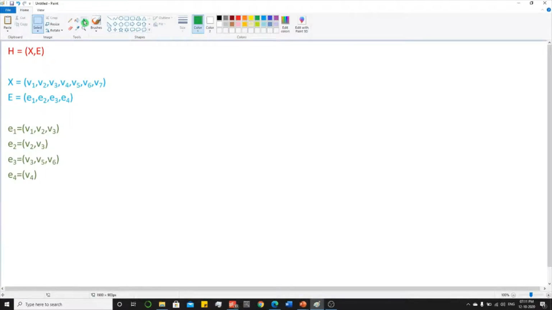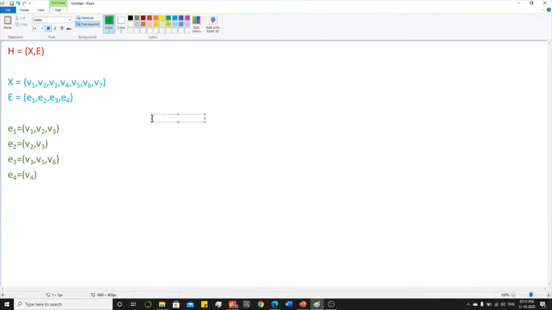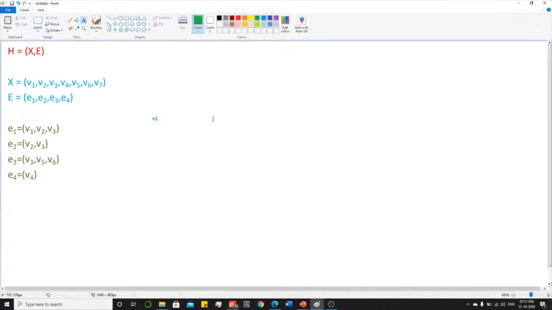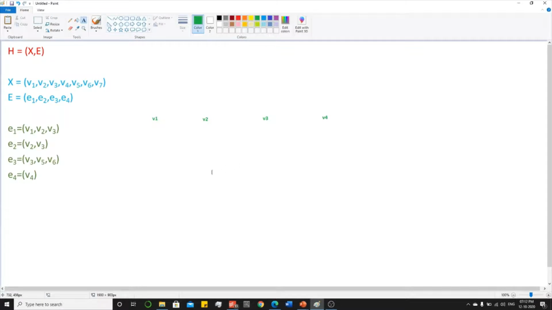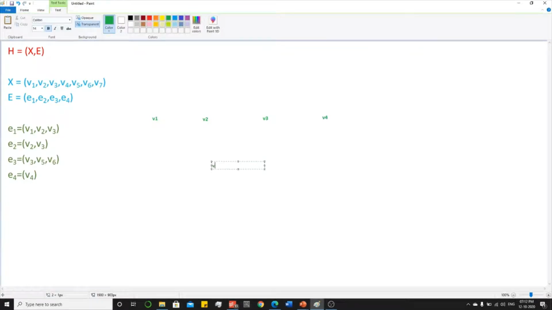First we shall place all the vertices. So first one is V1, V2, V3, V4, V5, V6 and V7. So these are the vertices and edges.